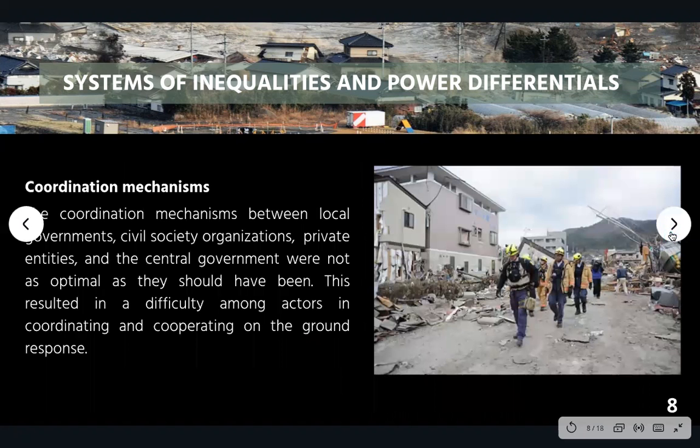However, there was a lack of coordination mechanisms between actors to act on the ground. The coordination mechanisms between local governments, civil society organizations, private entities, and the central government were not as optimal as they should have been.